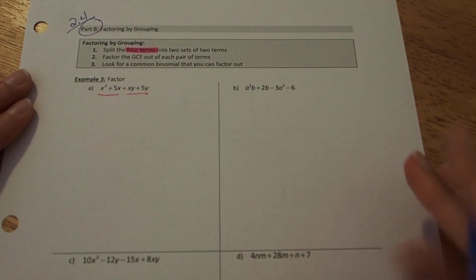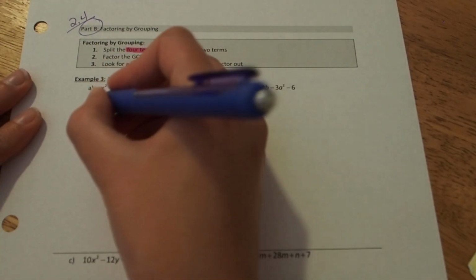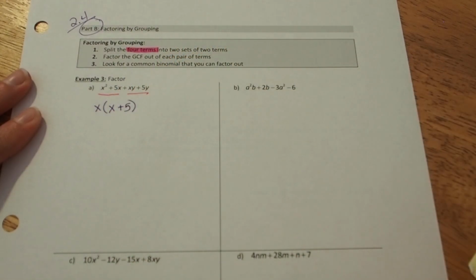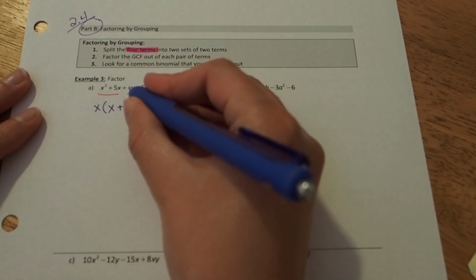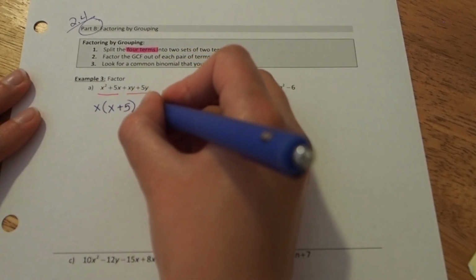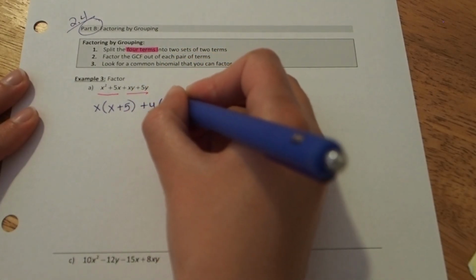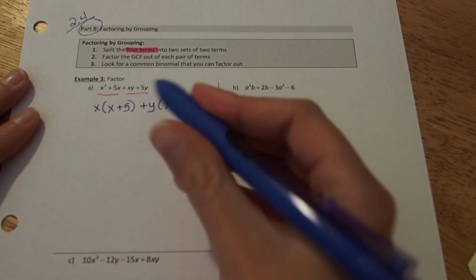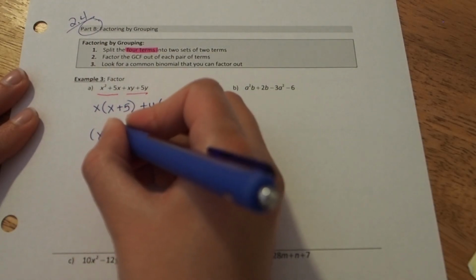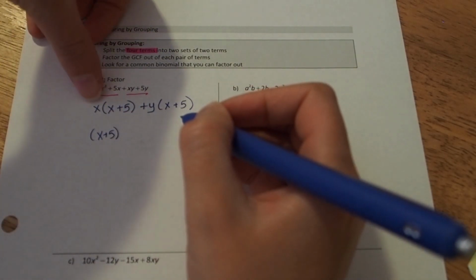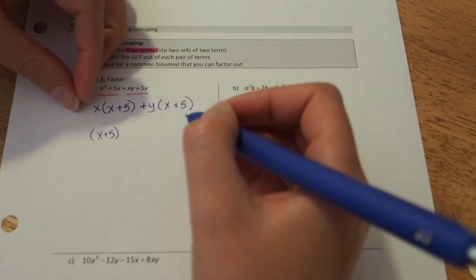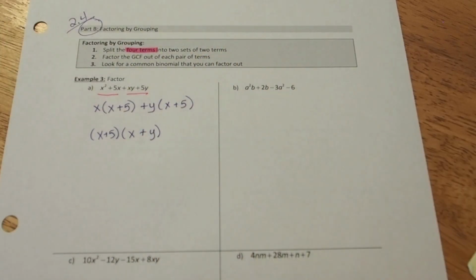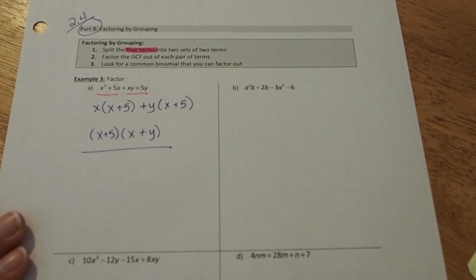X squared and 5x both have x in common. So I take the x out and I'm left with x in the first term plus 5 in the second term. Plus xy and 5y both have y in common. Factor that out. I'm left with x in the first term plus 5 in the second term. Notice that you have binomials in common now. So you should be able to factor the x plus 5 out of both sets. If the x plus 5 gets factored out, the first set is going to have x left. The second set is going to have plus y left. So you're left with x plus 5 times x plus y.